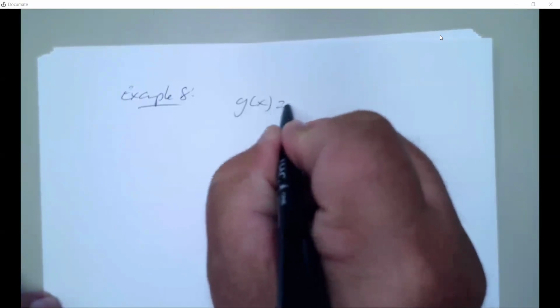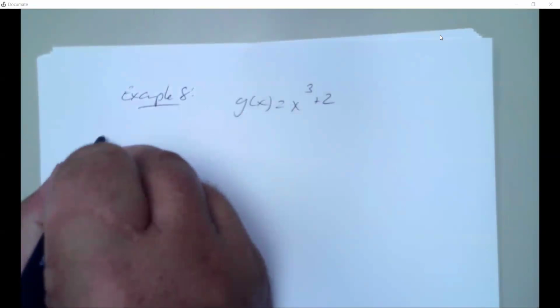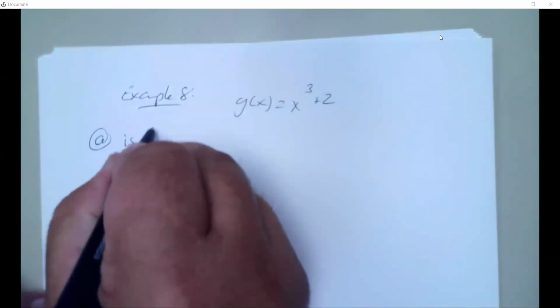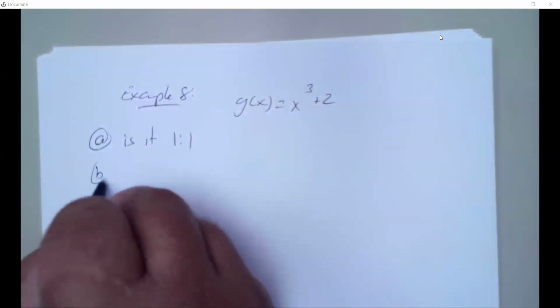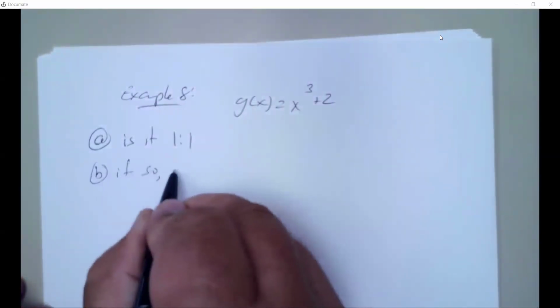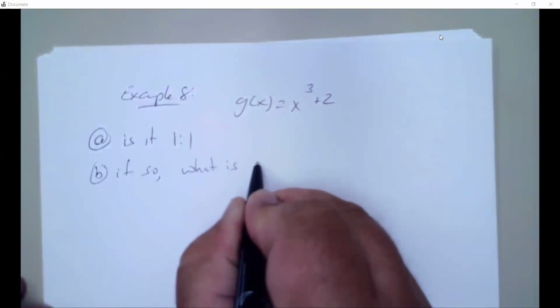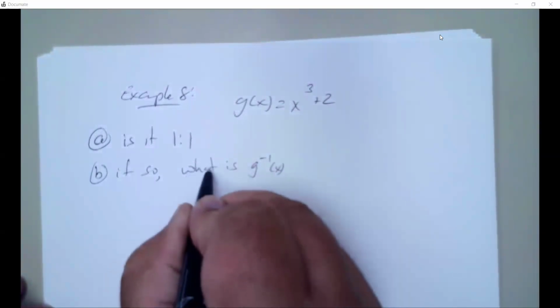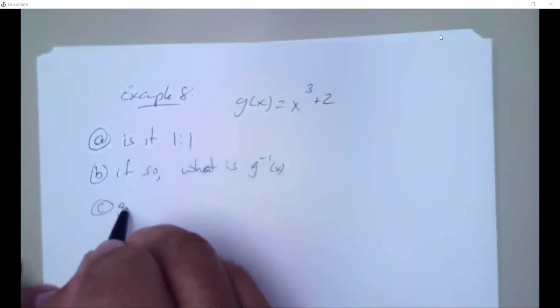Example 8. g of x equals x cubed plus 2. A. Is it 1-to-1? If so, what is the inverse function? Graph it.